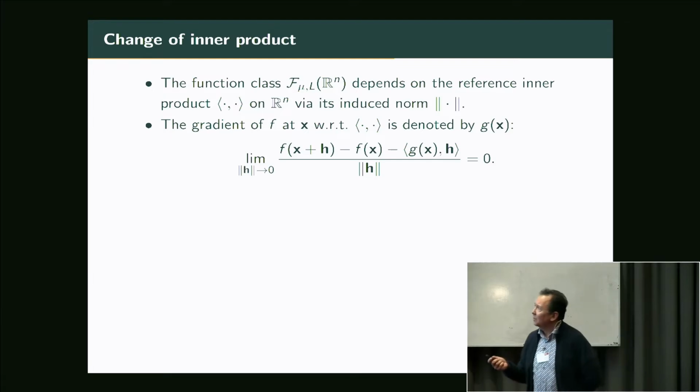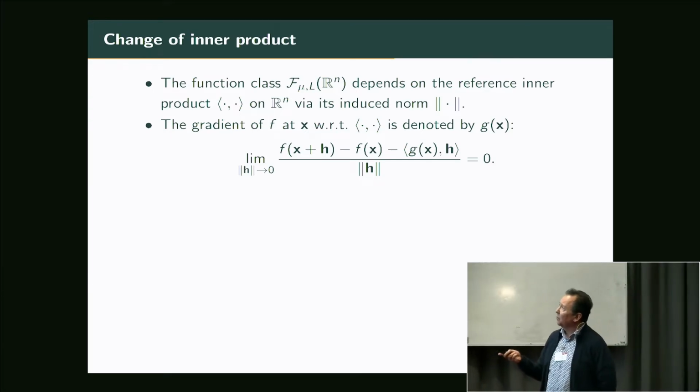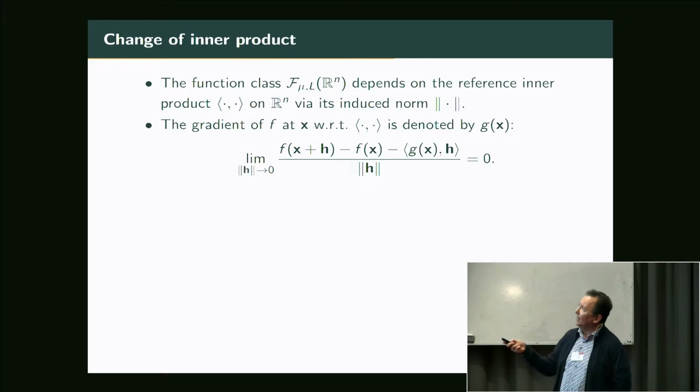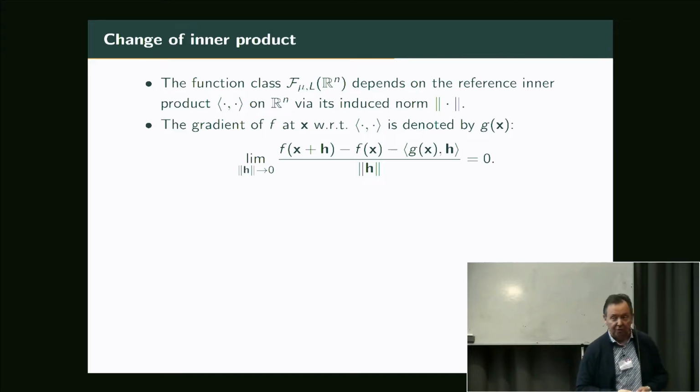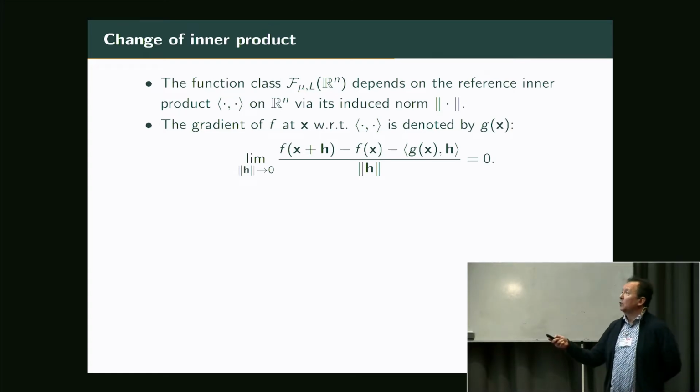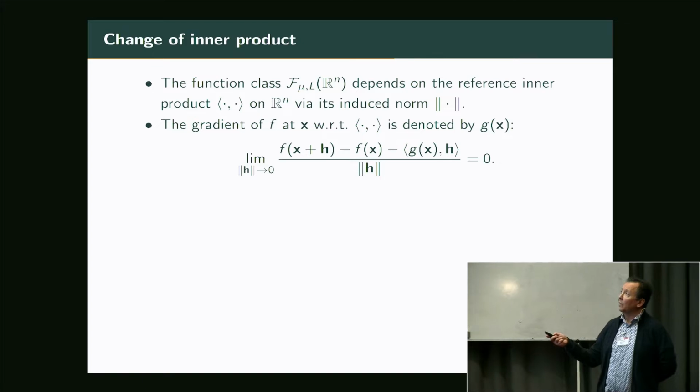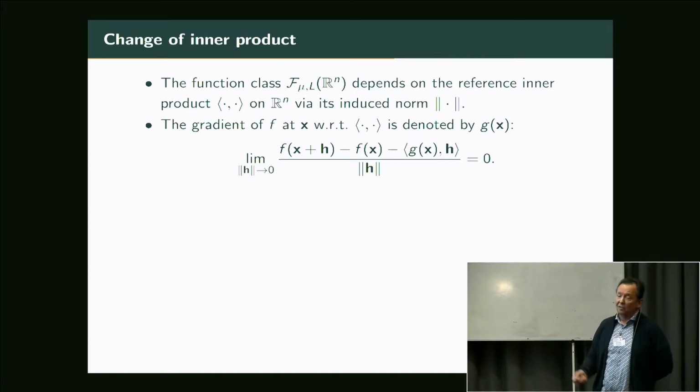So let's just try to understand what happens. First of all, we have to understand that the gradient of a function depends in some sense on the underlying inner product on the space that we use. So in terms of Fréchet derivatives, the gradient at x is a unique vector g of x that satisfies this limit equation.